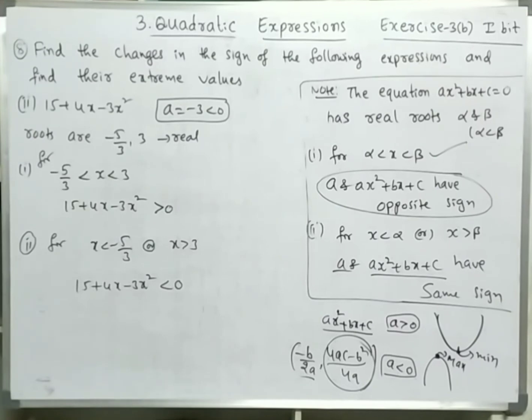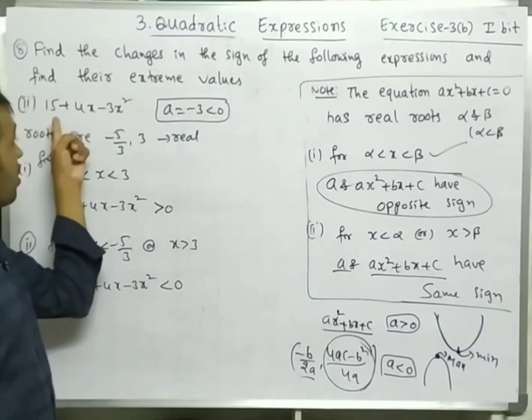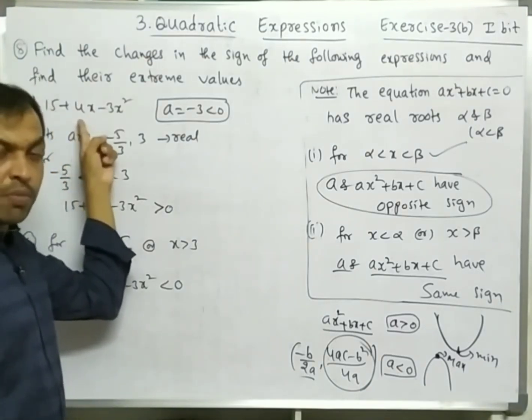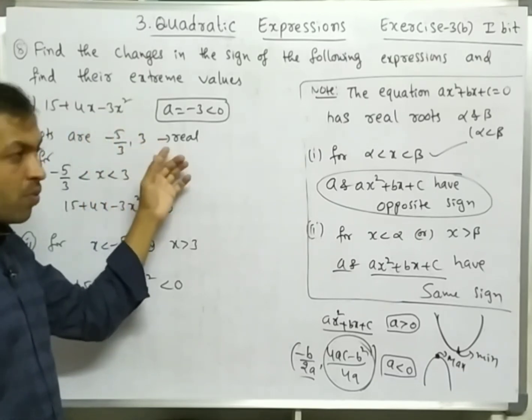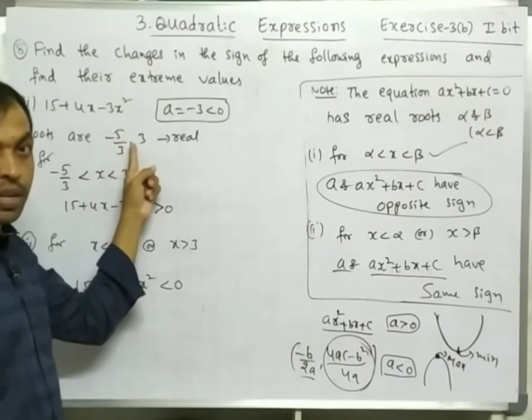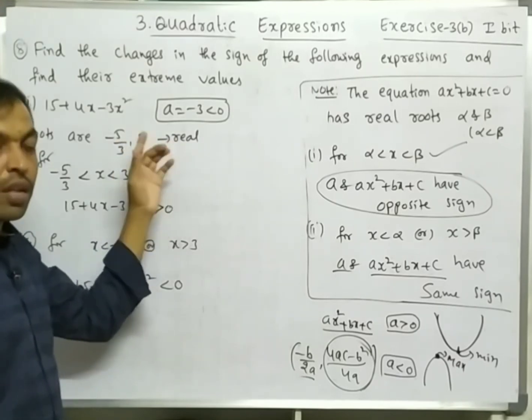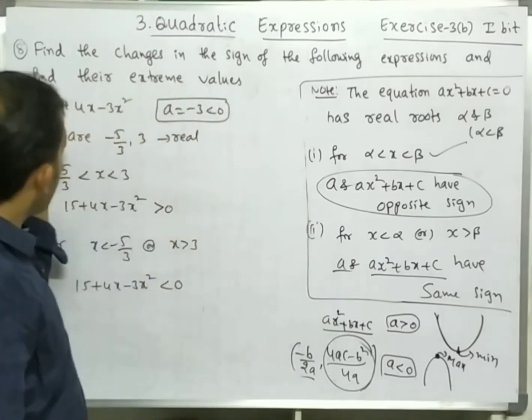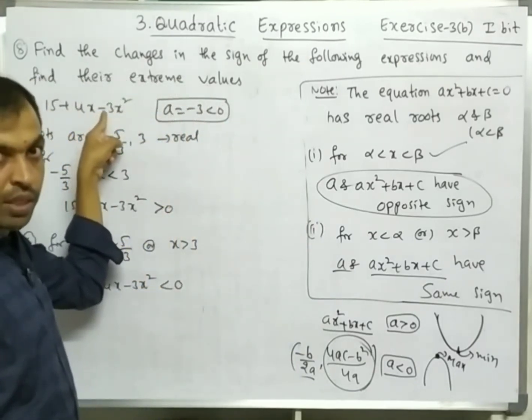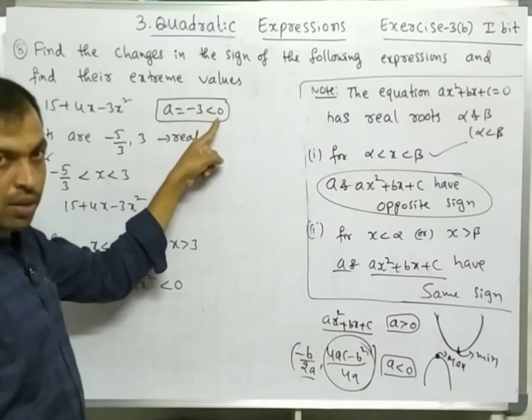Second problem, similar type of problem. The quadratic expression is 15 plus 4x minus 3x square. Equate it to 0 and factorize it, you will get 2 zeros, minus 5 by 3 comma 3, which are real. Now this is the scenario. Now what is a? Minus 3. The x square coefficient is minus 3, which is negative.